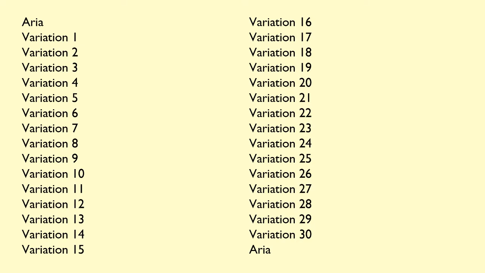Bach places the aria at the beginning and the end of the whole piece, and in between he writes 30 variations on the aria, or perhaps more properly, on the bass line or the harmony of the aria. Here's variation 1 as an example, and although you'll hear that the character of the music in variation 1 is quite different to the aria, it's much more lively, the overall harmony that Bach uses is essentially the same.